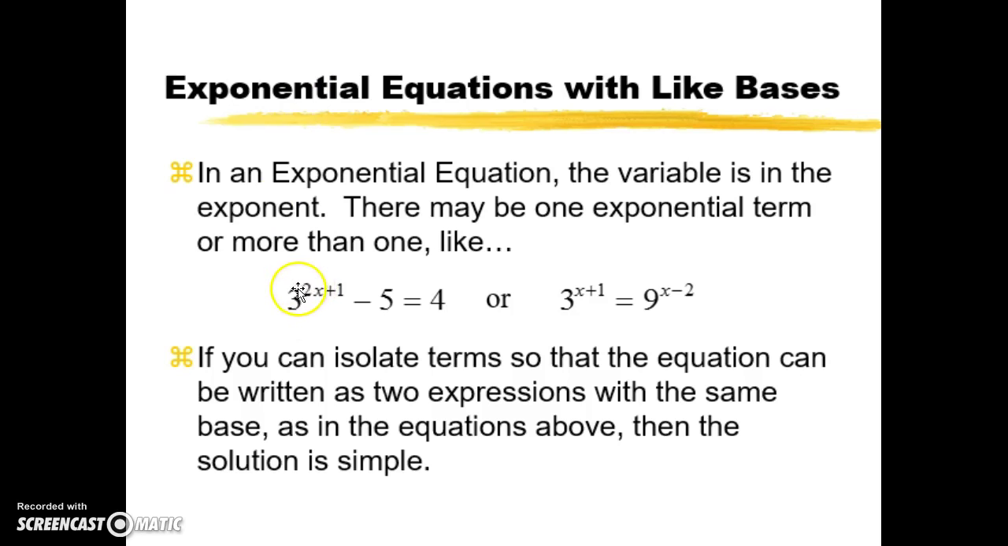So let's look at this function here. We have 3 to the 2x plus 1, and 2x plus 1 is a variable expression, and then minus 5 equals 4. And here's another one. 3 to the x plus 1 equals 9 to the x minus 2. So we can isolate terms. We go about solving these equations just like we did before. You're going to do everything you can to isolate that variable x on one side of the equal sign and just have a real number on the other side. So here's the process by which we're going to do that.